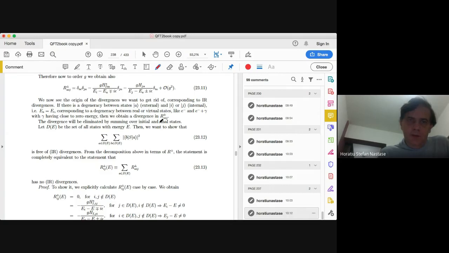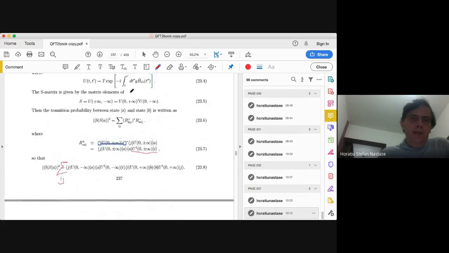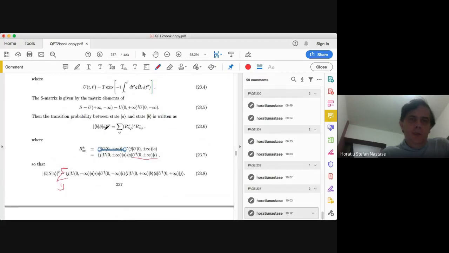All right, so now we see what it means to have infrared divergence. Infrared divergence means, when is this first order object divergent? When EA is equal to EI or EJ, right? And now we go back to what we're looking at.